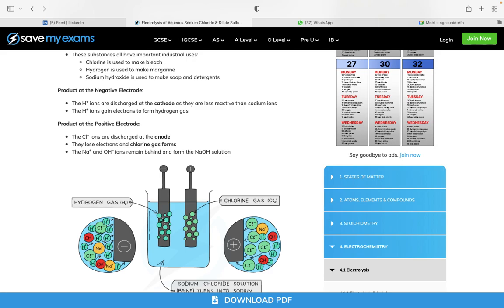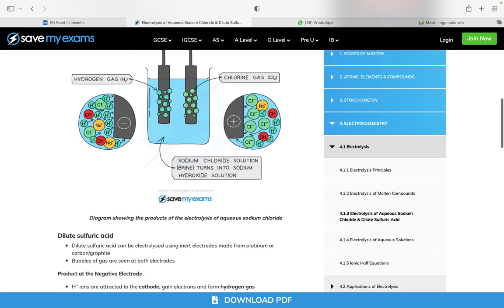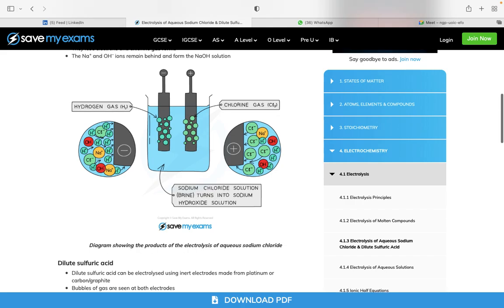So here, hydrogen ions gain electrons to become hydrogen gas. There at the anode, the chloride ions lose electrons to become chlorine gas. Then, like we said, sodium hydroxide is produced that is never used. Okay, so this is the electrolysis of brine.